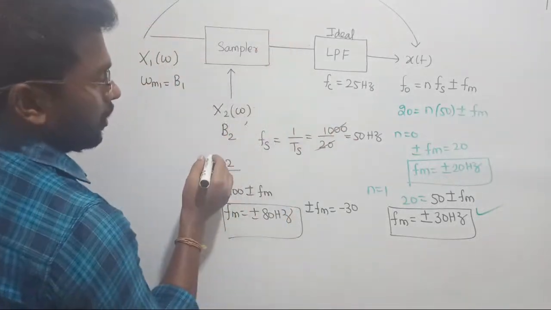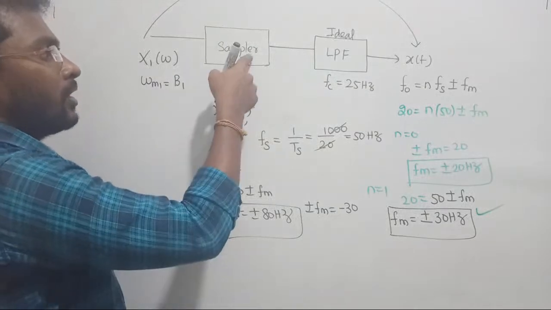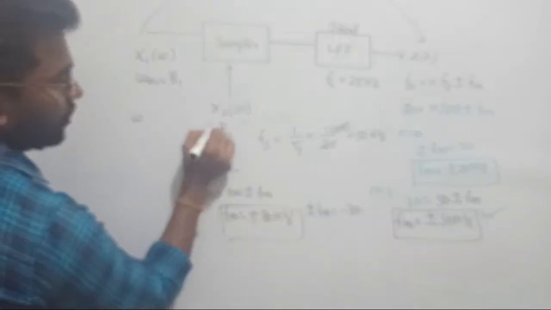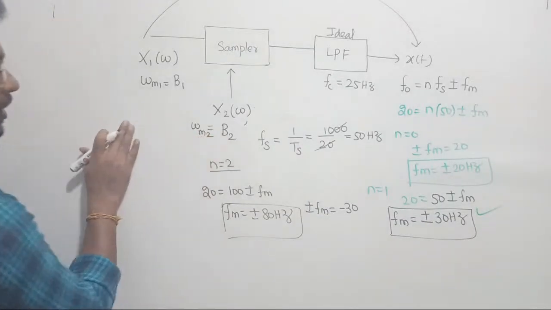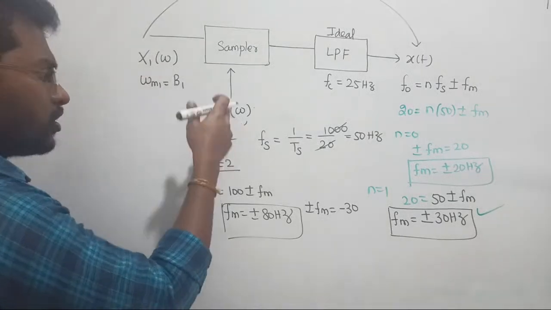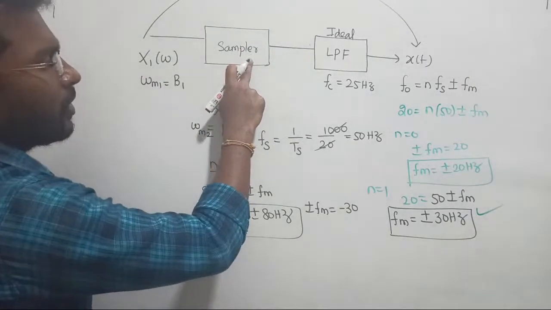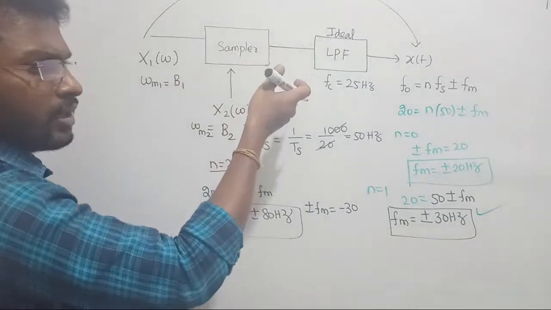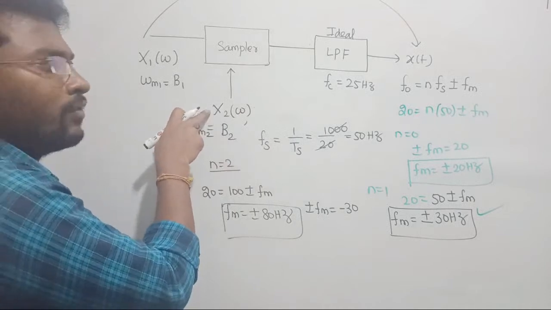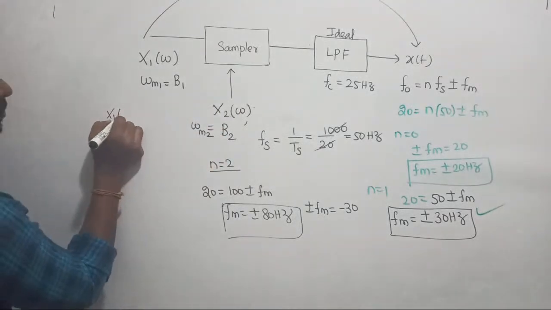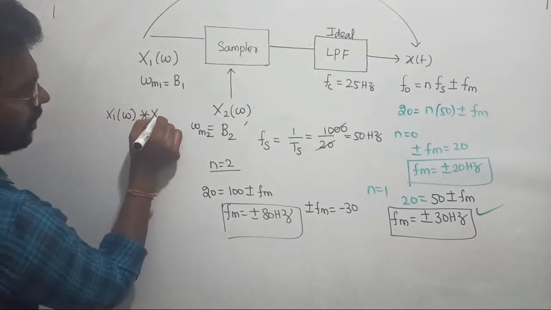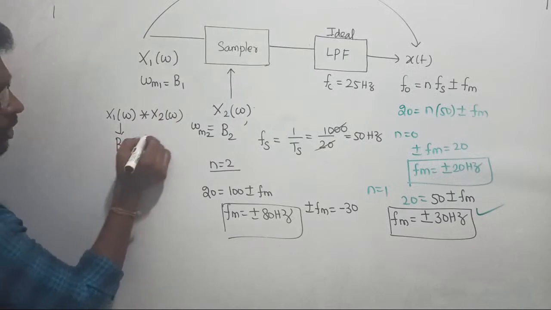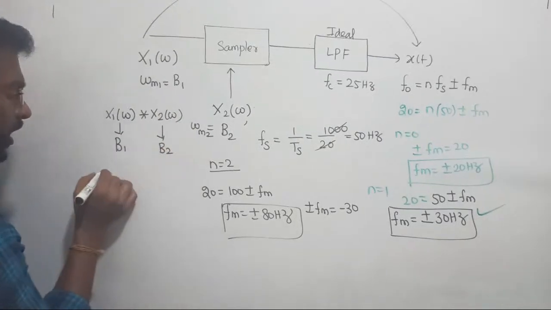So if we sample these two, what will we get? See, in the sampler actually we are doing multiplication. We just saw that if you do multiplication, what will be the net frequency? Anyway, they are in the frequency domain, so frequency domain convolution happens. In a multiplier, two signals are multiplied with each other. In time domain multiplication, in frequency domain they are in convolution. So what will be the conclusion? x1 of omega is going to be in convolution with x2 of omega. So this frequency is b1, and this frequency is b2. Then what is the net maximum frequency?